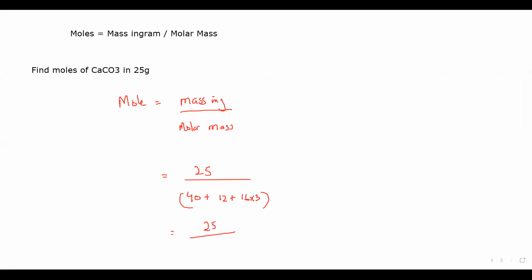So 52 plus 48, the total sum will be 100. So 25 divided by 100, how many moles will we get? We will get 0.25 moles of CaCO3. Is this example clear?